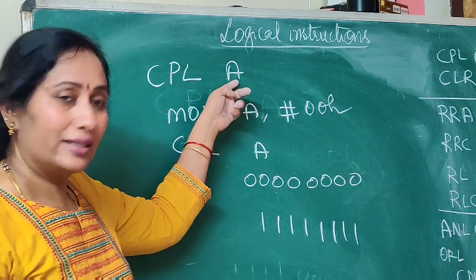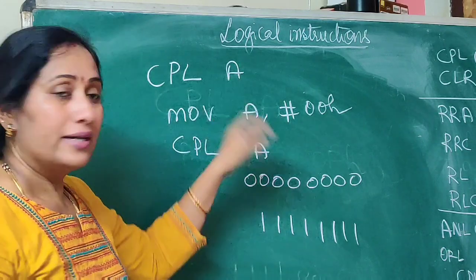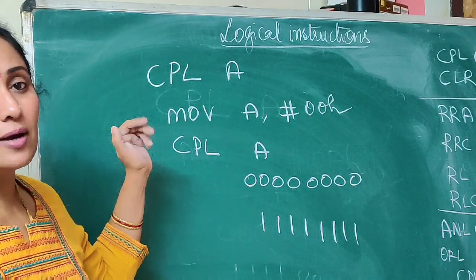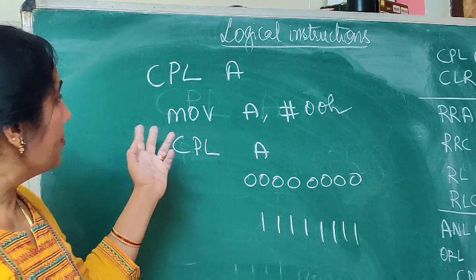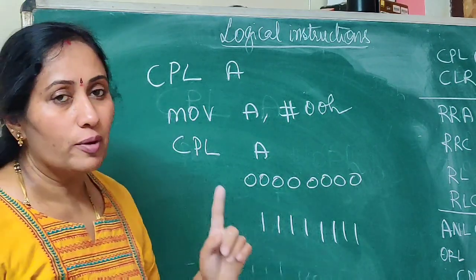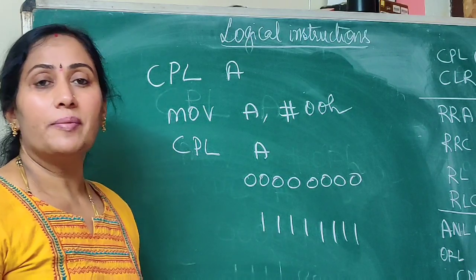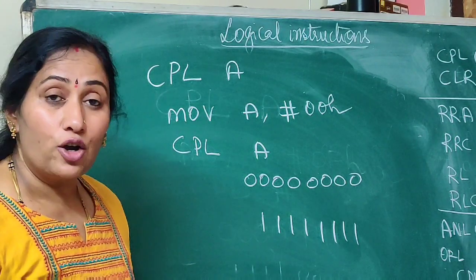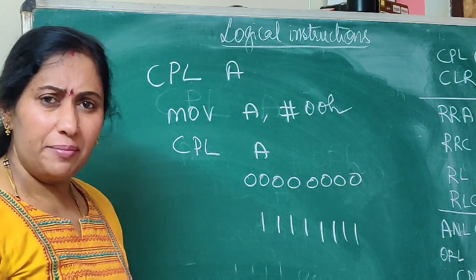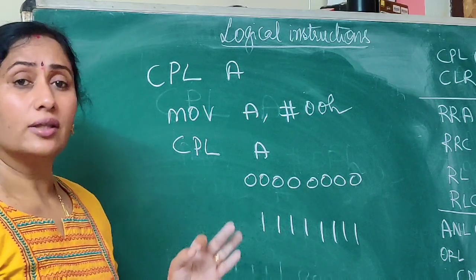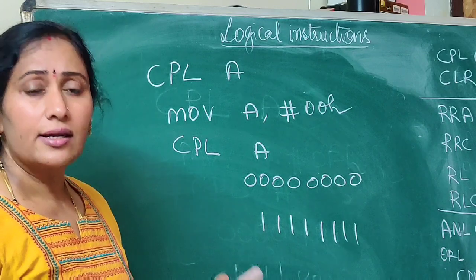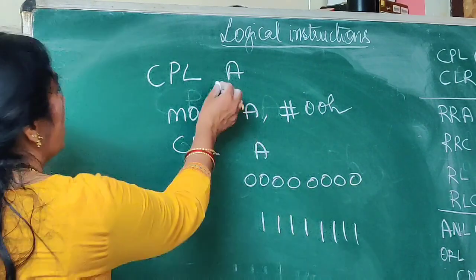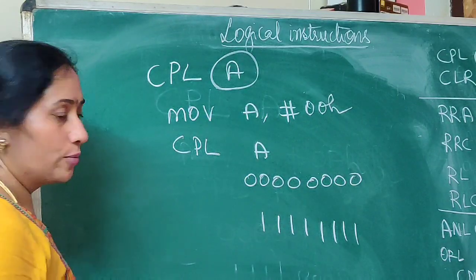The source is a register, that is the accumulator. Destination is also a register. So what kind of addressing mode is supported? It is supported by the register addressing mode. Length of the instruction is going to be 1 byte. Have in mind, the complement instruction works only on the contents of the accumulator. It cannot work on the immediate data. It cannot work on the contents of the working registers. It cannot work on the contents of any memory location. Only it works on the contents of the accumulator.